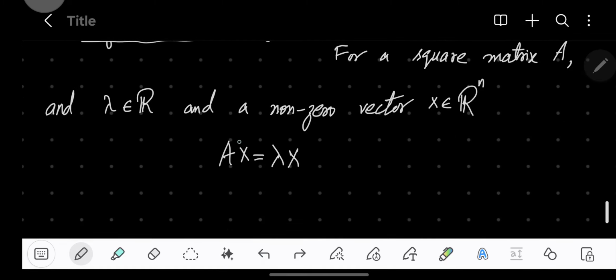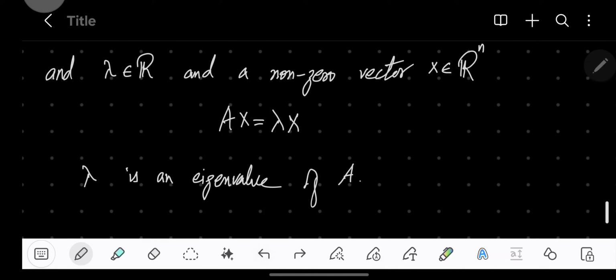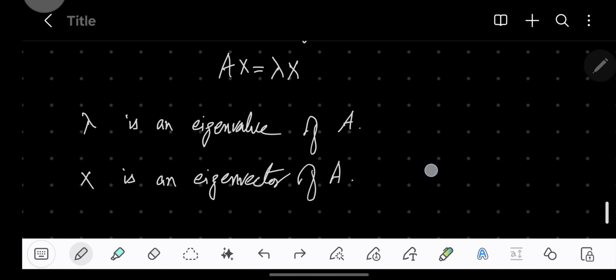So the equation Ax is equal to lambda x is called the homogeneous equation, and in this equation lambda is called the eigenvalue and the vector x is called the eigenvector of A.